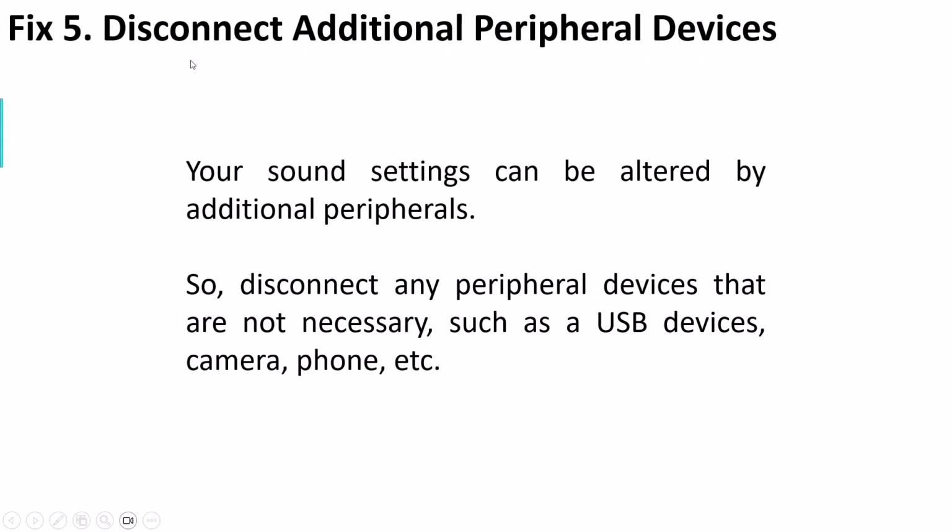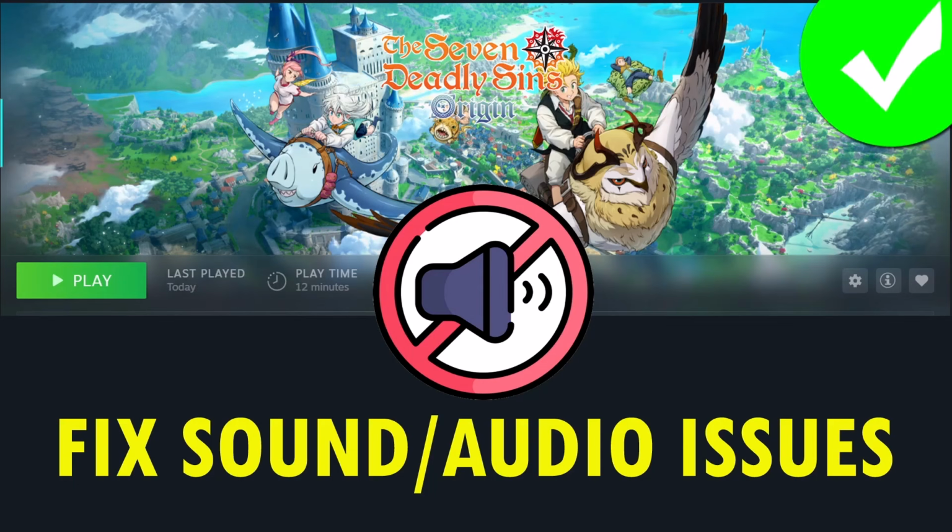Now fix 5 is to disconnect additional peripheral devices. So disconnect such peripheral devices that are not necessary, such as USB devices, camera, phone, etc., because sound settings can be altered by additional peripherals. So remove such peripheral devices and then you can go ahead, launch the game and check if the problem is solved or not. So I hope by following these fixes, you can easily solve sound or audio issues in the 7 Deadly Sins Origin game.